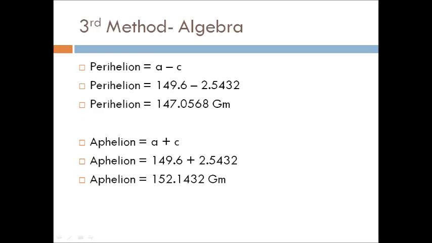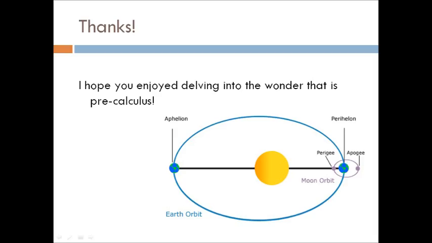So to find the perihelion, you can use a minus c. When you insert the values, you get 147.0568 gigameters. For the aphelion, you use a plus c. And when you insert the values, you get that the aphelion equals 152.1432 gigameters.